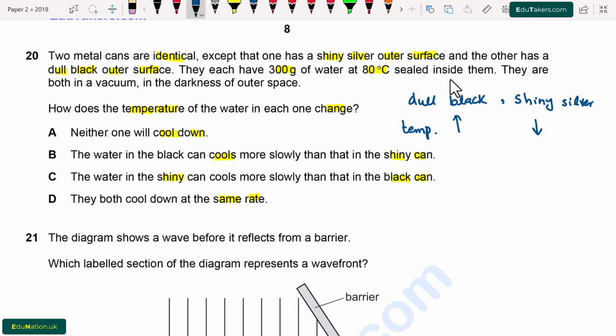Now we see the options. Option B shows that water in the black can cools more slowly. So this is incorrect because the change in temperature for the dull black surface is larger. Option C, the water in the shiny can cools more slowly than that in the black can. So this is correct because the temperature change of the shiny silver can is smaller.